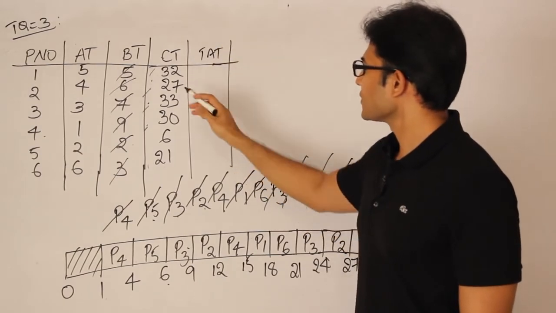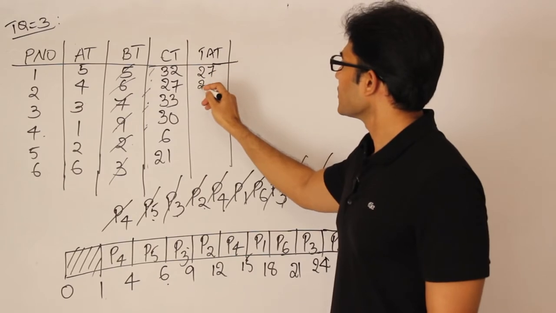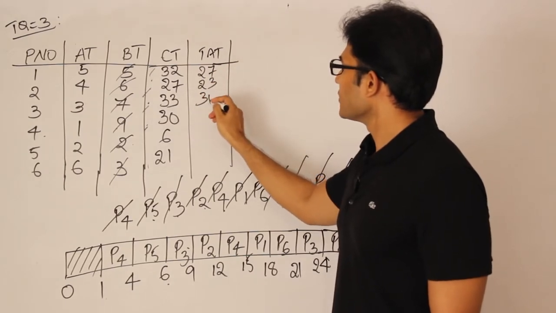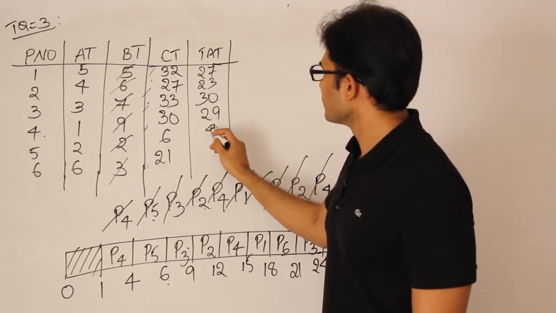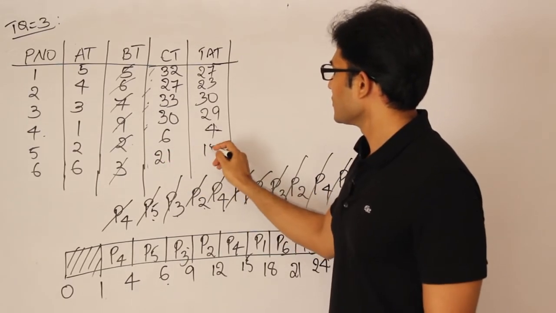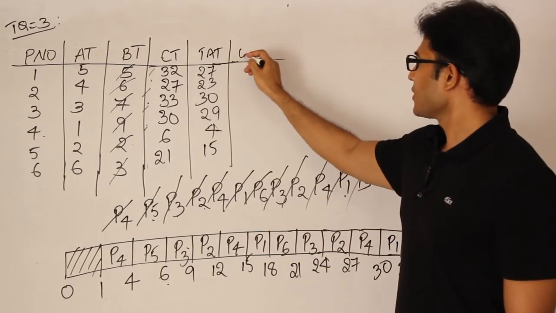And after that you can find out turnaround time. Turnaround time is difference between completion time and arrival time. So what is it? 27. What is it? 23. What is this? 30. 29. 4. What is it? 6. 15. Right?